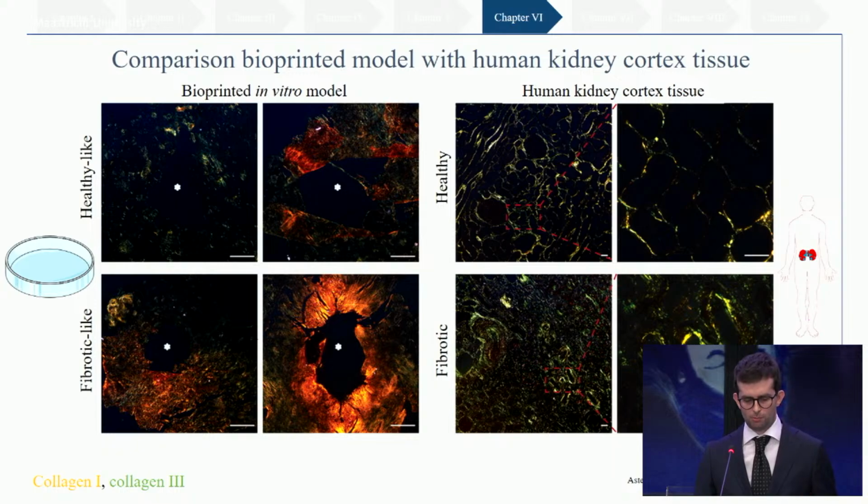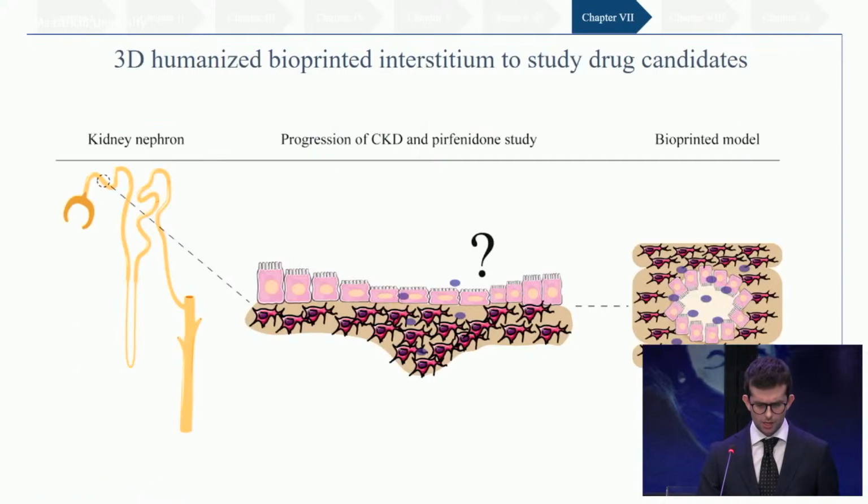Then we compared our bioprinted model on the left to the fresh human kidney cortex tissue on the right. And again, by histology, we showed a similarity in terms of secretion of proteins and collagens, as shown by the protein gradient being stained. In chapter 7, we tested a possible drug candidate called pirfenidone.